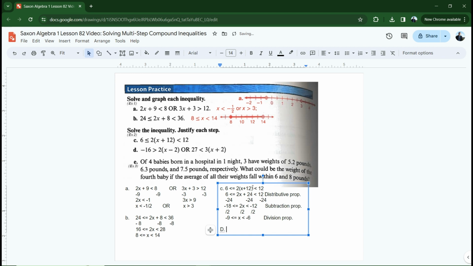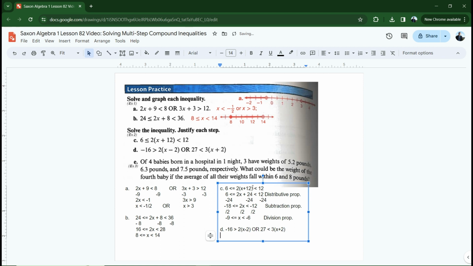Now, I'm going to do the same thing in this one, but I'm not going to write out all of the steps on the page because this one's a little bit more straightforward. Now, if you're answering this one in an assignment, you will have to write out each step that you use as you solve. So, we're going to start with writing out the inequality. Negative 16 is greater than 2 times x minus 2, or 27 is less than 3 times x plus 2.